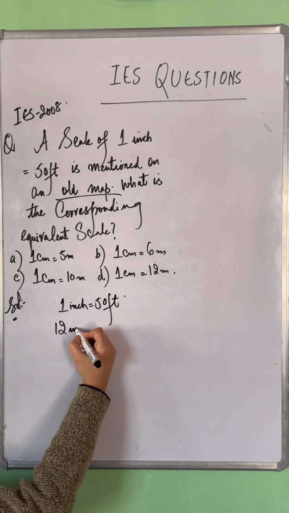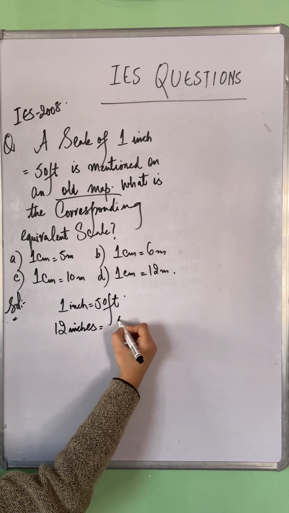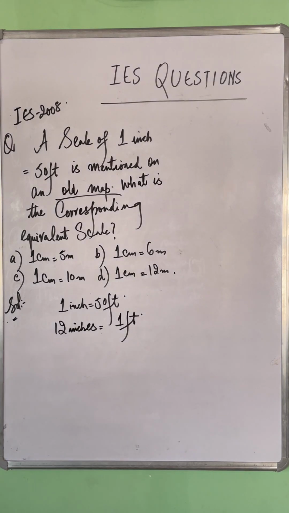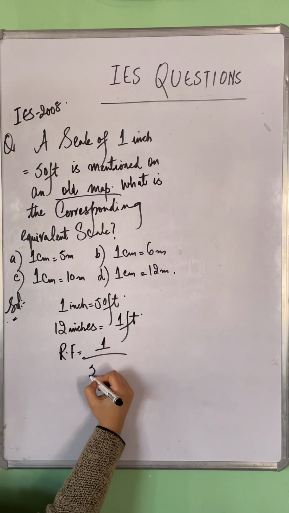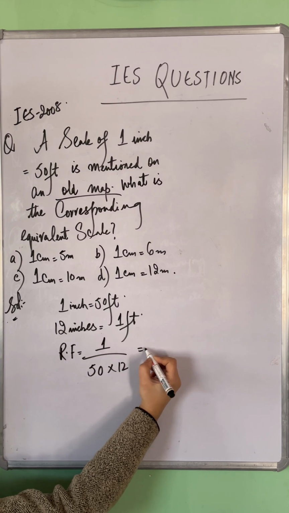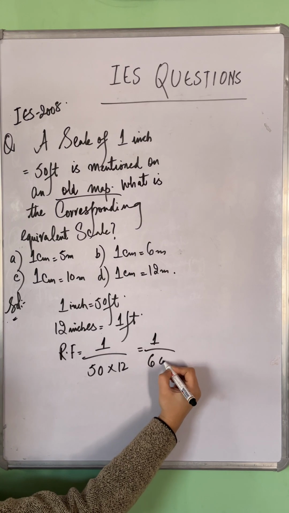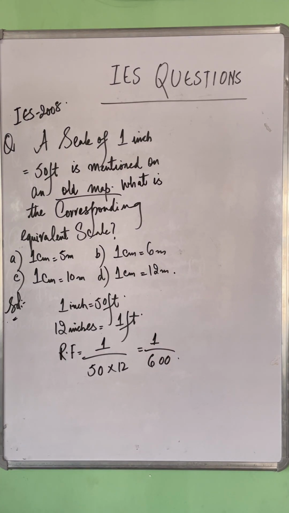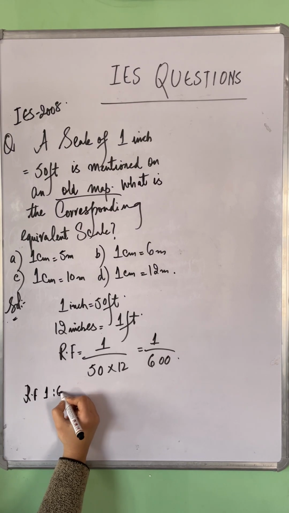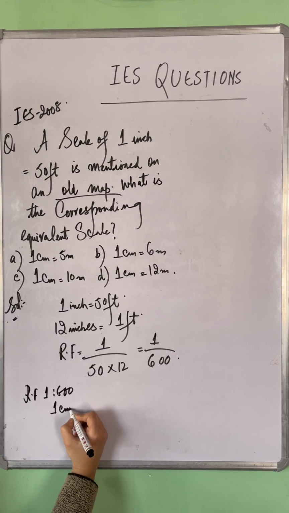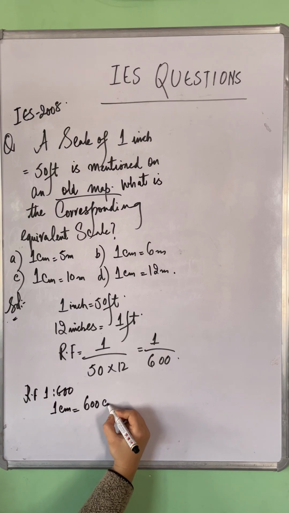There are 12 inches in 1 foot, right? That means I can write it down like this. Representative fraction will be 1 by 600. What does that mean? My representative fraction is 1 is to 600. That means 1 centimeter on the map represents 600 centimeters on the ground.